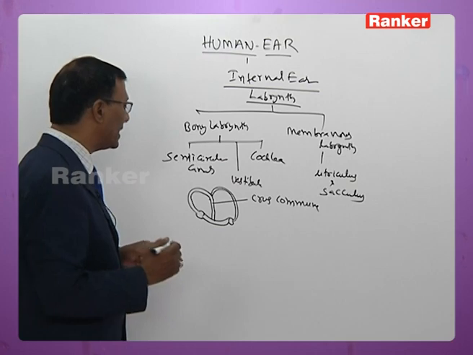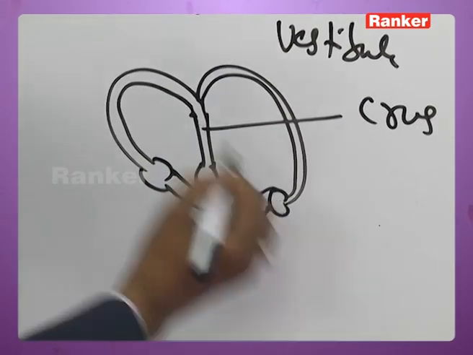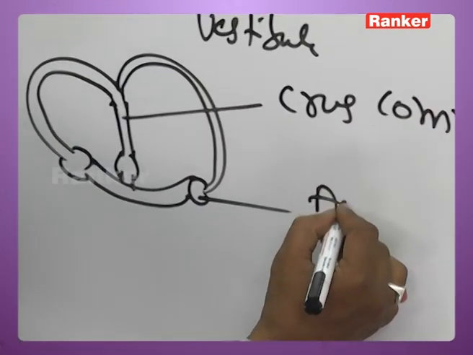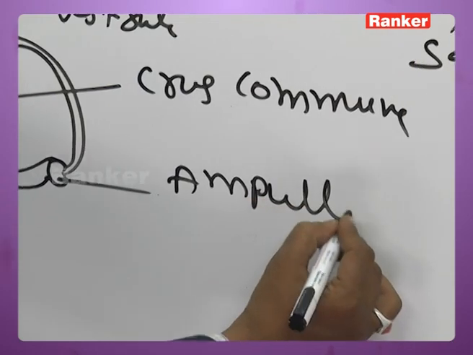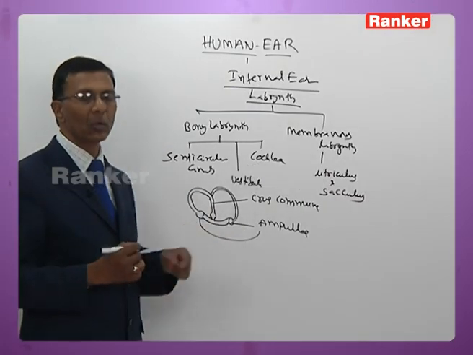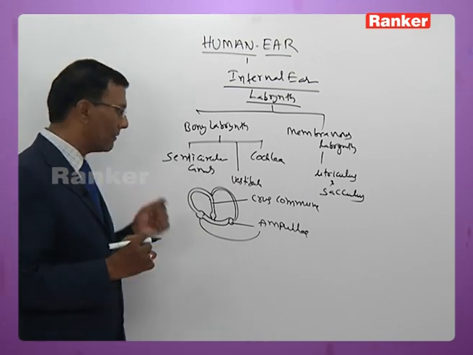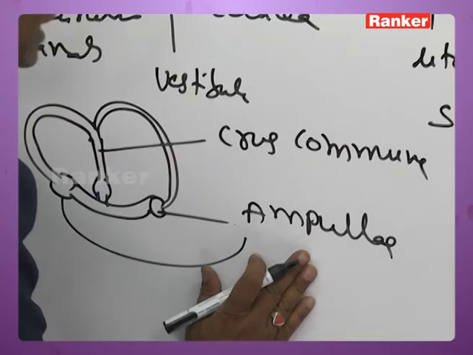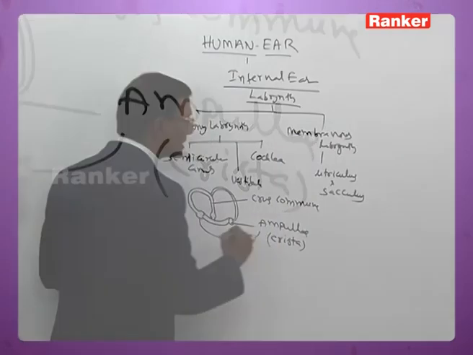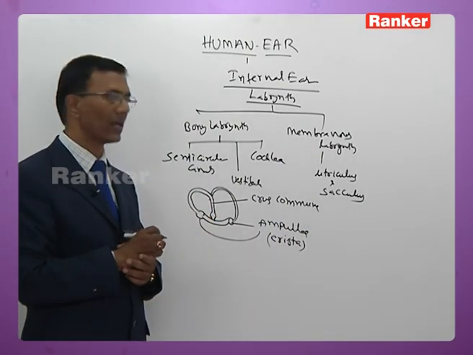And towards the end of each semicircular canal, a swollen structure is present like this. The swollen structure that lies towards the end of a semicircular canal is called the ampulla. Within the ampulla, the sensory structure that is embedded is called the crista. So crista ampullaris is the sense organ of the semicircular canals.